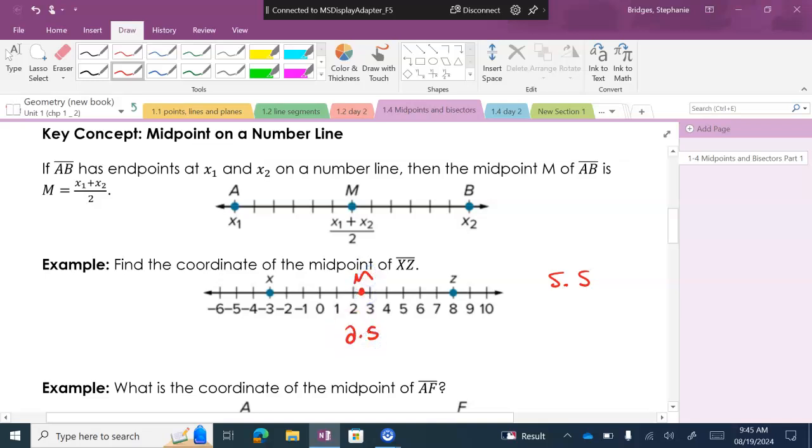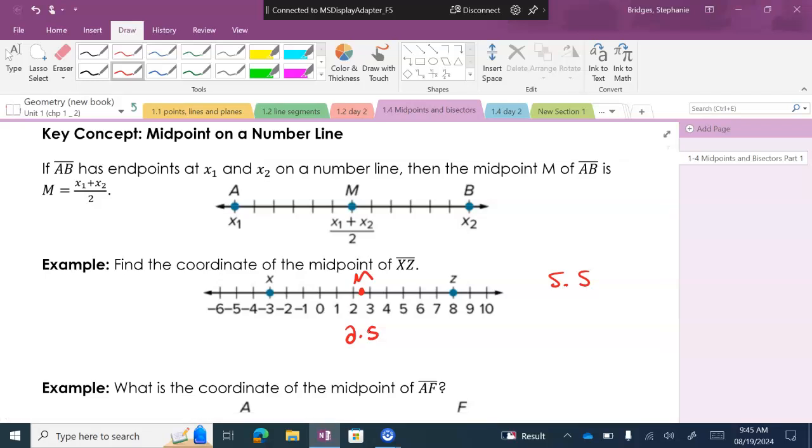Which I would get if I did it this way. The absolute value of 3, okay, plus 8, divided by 2. So that's 11. We would divide by 2. That tells me 5.5. Actually, I'm lying to y'all.